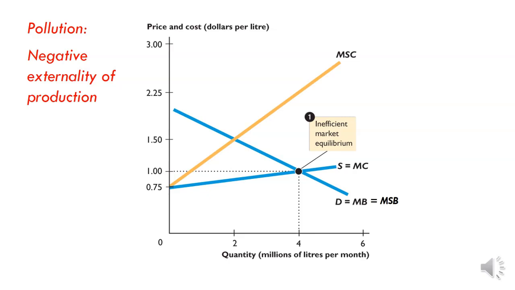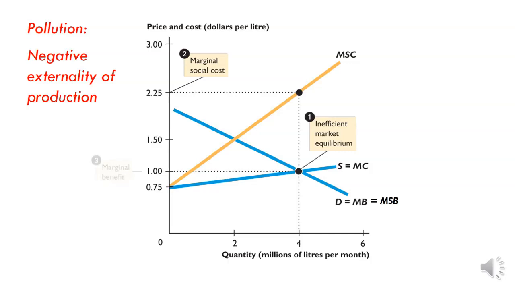So what's the optimal output and price? It will be where the marginal social benefit equals the marginal social cost, which is not here. We can see that that's not occurring at the moment. The marginal social cost of producing 4 million litres is clearly greater than the marginal social benefit.